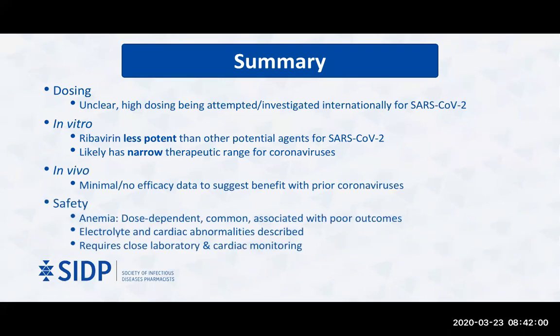And we do have potential safety concerns with this agent that we have to consider, most notably anemia, which we know is dose dependent, relatively common, and that anemia has been associated with poor outcomes for our patients. Electrolyte and cardiac abnormalities have also been described, and if this agent is used for our patients, it will require close laboratory and cardiac monitoring. So all this information taken together hopefully assists you in making the appropriate benefit to risk calculation when considering ribavirin as a potential component of an experimental treatment regimen for COVID-19.